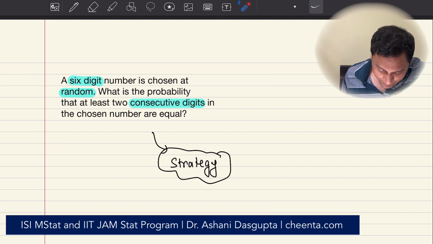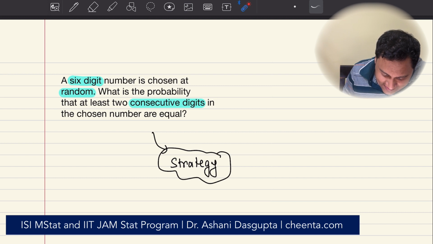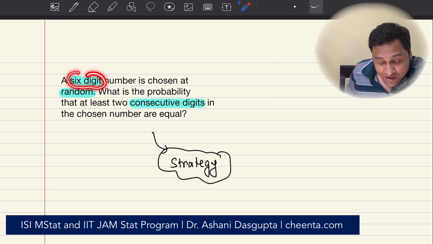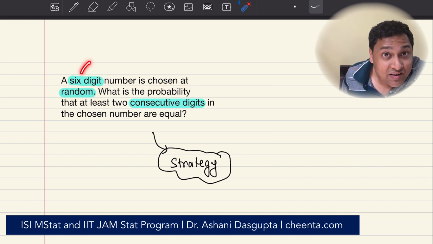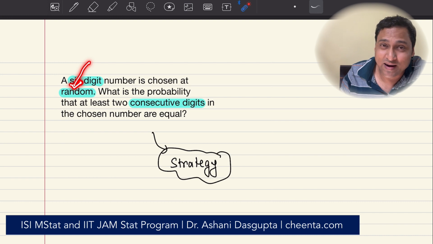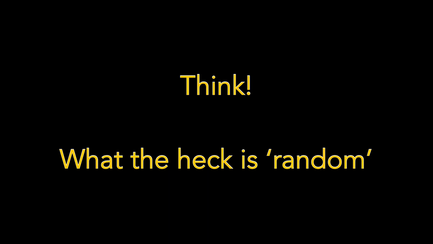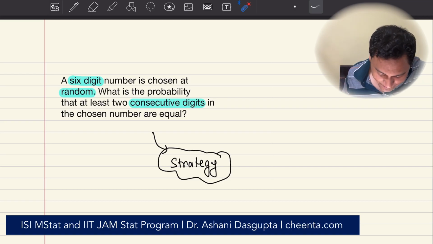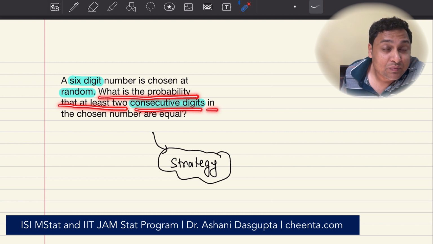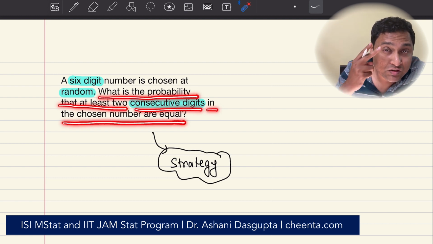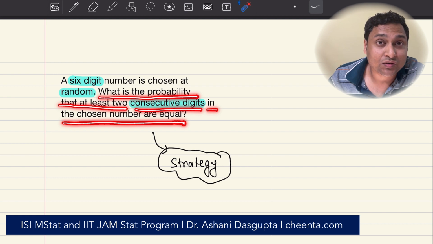Let's look at the problem. It says that we have a 6-digit number which is chosen at random. I'll talk more about this word random, which appears often in probability theory. I'll come back to it. Now the question is, what is the probability that at least 2 consecutive digits in the chosen number are equal?